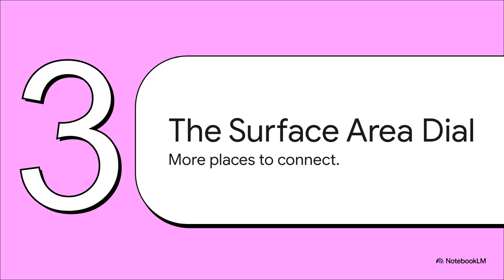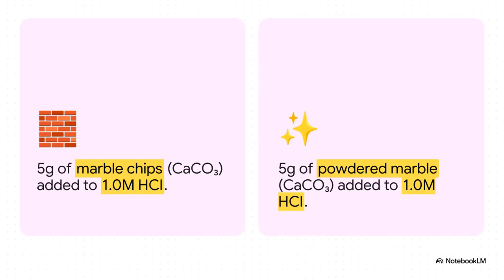All right, our third dial is one you might not have thought of before. It's surface area. Picture this, you're trying to start a fire. Is it easier to light a big, solid log with one match, or a pile of sawdust made from that same log? Which one do you think is going to burst into flames? The sawdust, right? Of course, because every tiny speck of dust is surrounded by air.